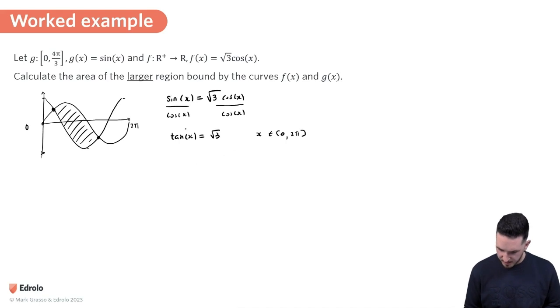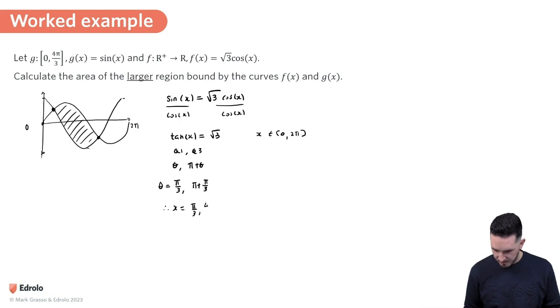But then we're left with, when is tan positive? Tan is positive in the first and third quadrants, Q1 and Q3, and tan of theta equals root 3. The symmetry property for Q1 is just theta. For Q3, the symmetry property is pi plus theta, so if theta equals 60 degrees, so it's pi on 3, we're going to have pi plus pi on 3. Therefore the points of intersection are pi on 3 and 4 pi on 3, so that's actually our endpoint at 4 pi on 3.